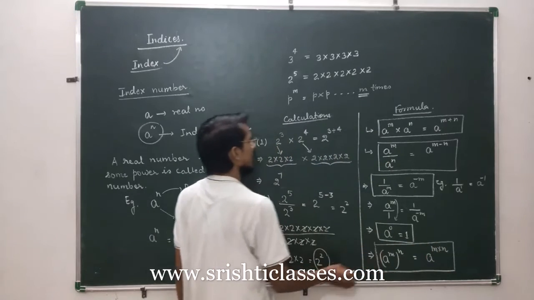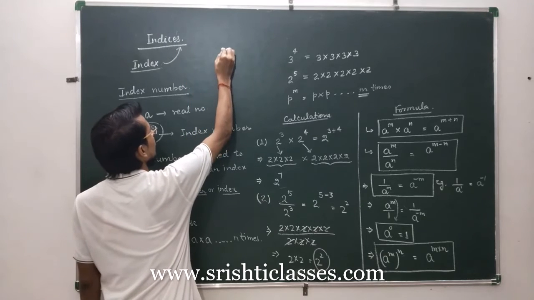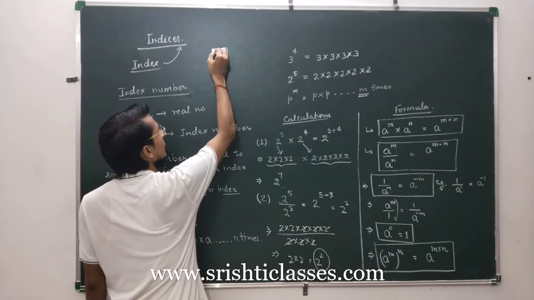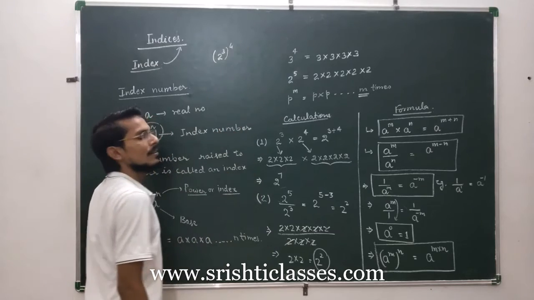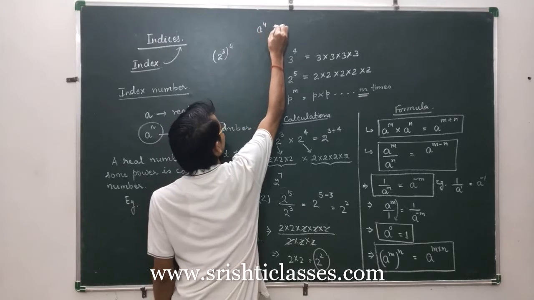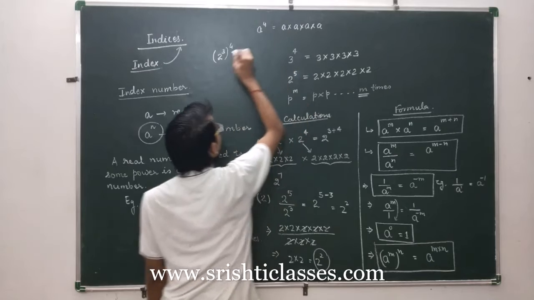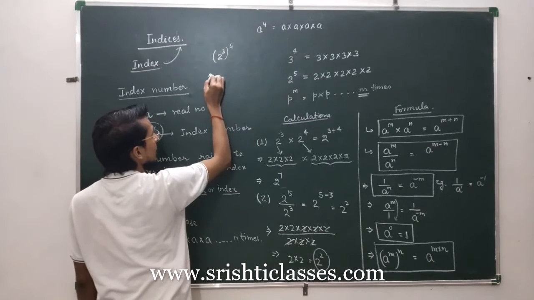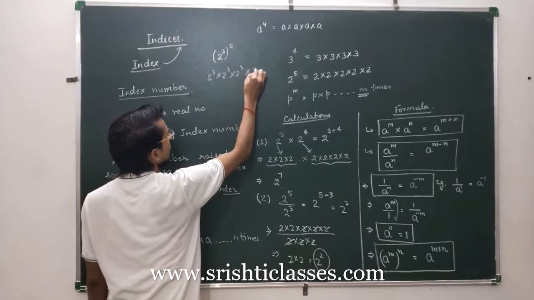Let us understand this with a suitable example here. Okay. Let us write 2 cube raised to the power 4. Now if you write a raised to the power 4, it means a is multiplied by itself 4 times. So simply this whole quantity will be multiplied 4 times. So we can write 2 cube into 2 cube into 2 cube into 2 cube.